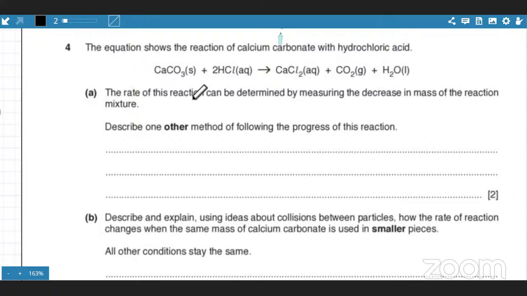Actually, it's a rate of reaction question. Now the equation shows the reaction of calcium carbonate with hydrochloric acid. So it's calcium carbonate, a piece of chalk, in acid, producing a salt, carbon dioxide, and a water molecule. Now, the rate of this reaction can be determined by measuring the decrease in mass of the reaction mixture. Describe one other method of following the progress of this reaction.